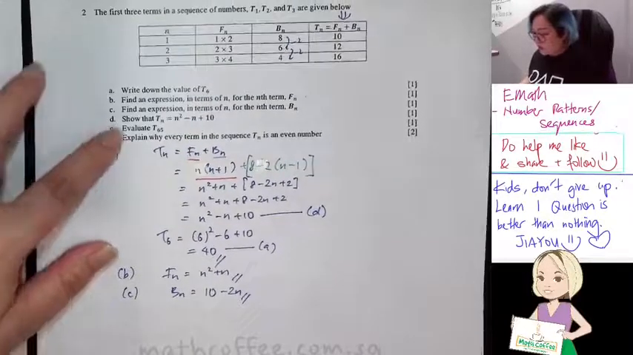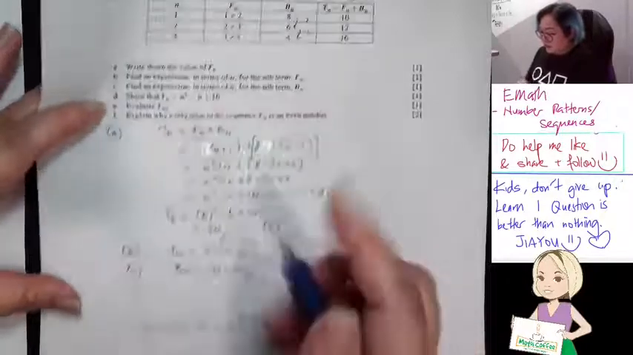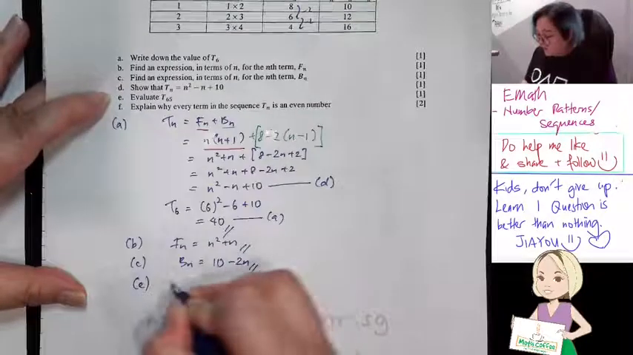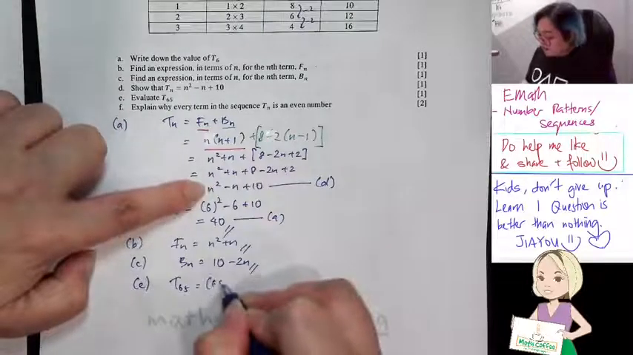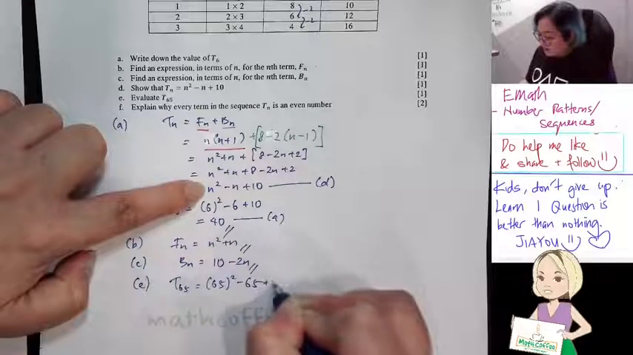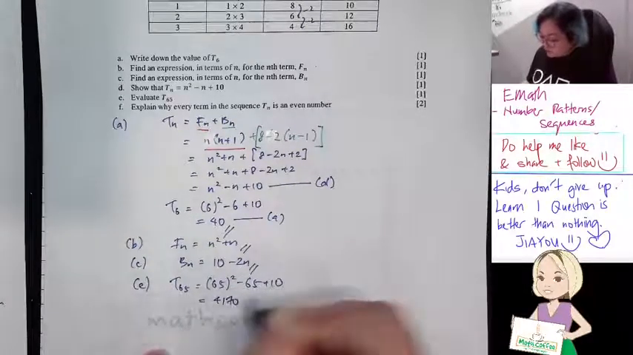Okay, so now D I already settled here. E: evaluate T65. For E, easy. So T65, I'm going to just use this. It will be 65 square minus 65 plus 10, and that will give us 4170. Done.